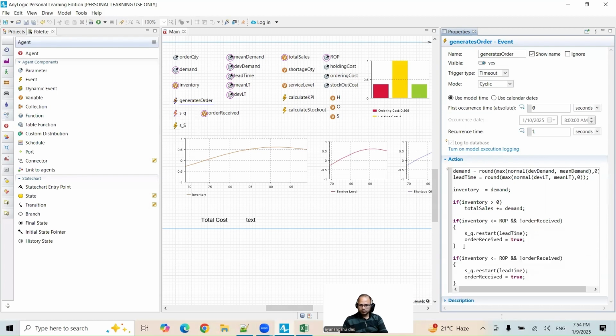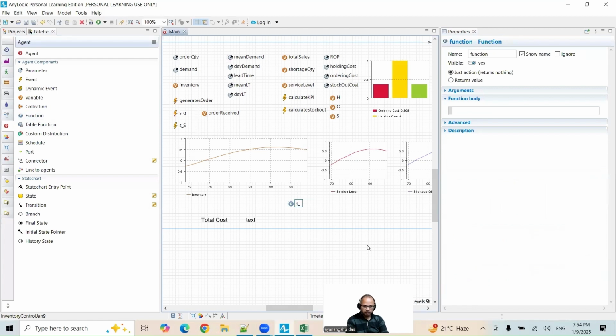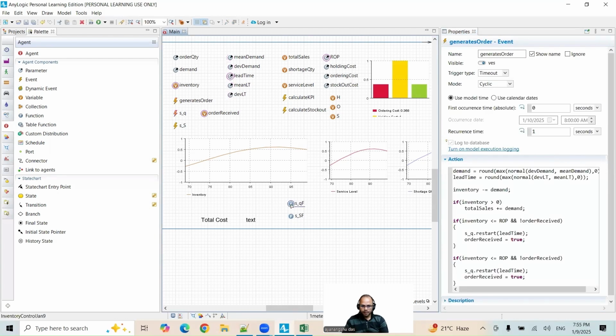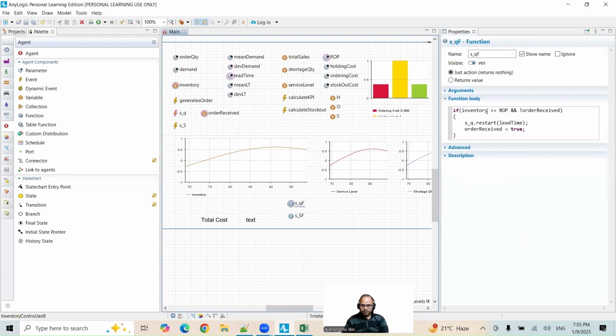another block. Instead of doing this, maybe we can draw two other functions to check this. So with this function, like the SQ function, we'll have another function called the SS function, and that condition we'll check over here. The same thing we will check over here, and then we will have this event to be triggered, and we'll have three new variables: the inventory, the ROP, and the order received. These are the three variables that we will declare for the SS policy as well.